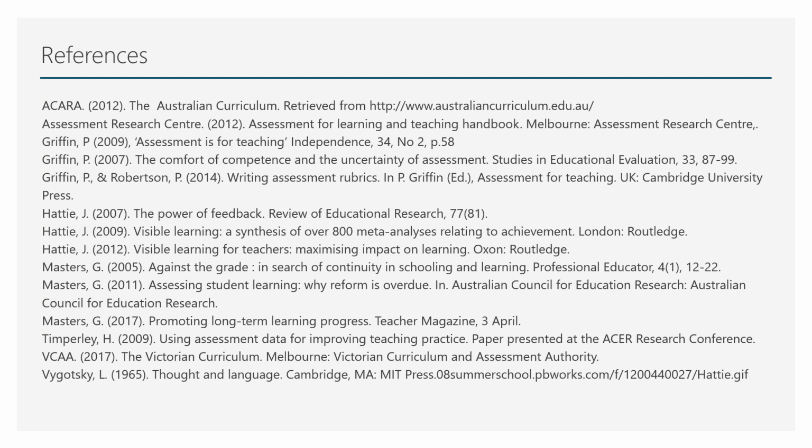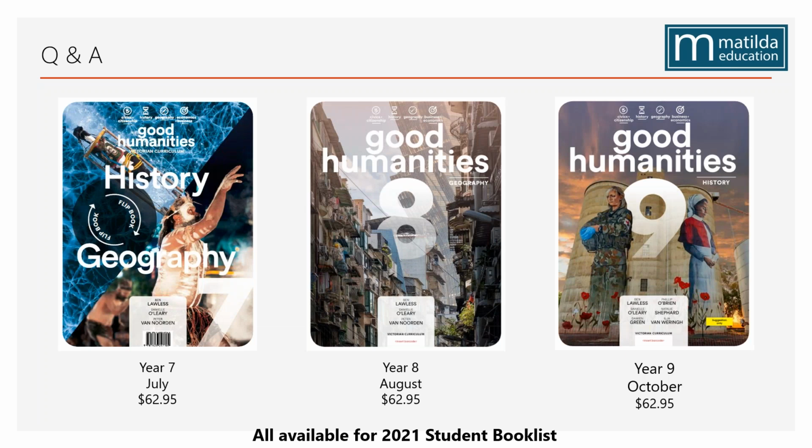The other thing to note for your free books is that the published dates are July for the Year 7 book, and August and October for Years 8 and 9. So it's a 7 to 9 series, and they're coming out this year. They're about to go to the printers, so we're all very excited. Here's the date that they're out. July, August, October. So they'll all be available for 2021 book listing.